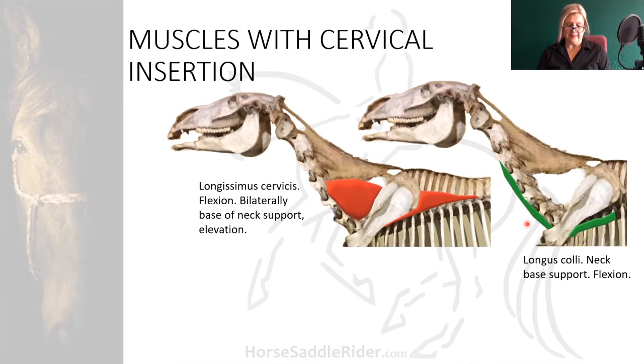Longissimus cervicis continues spinal support of the neck, with longissimus capitis and atlantis, which we looked at in the previous presentation. Origins are in the withers region vertebrae and insertions up as far as C4. It flexes the neck laterally, and bilaterally it supports and elevates the base of the neck.